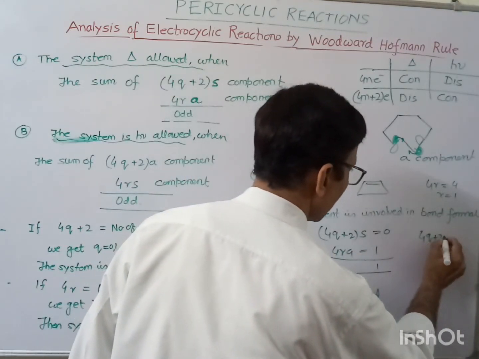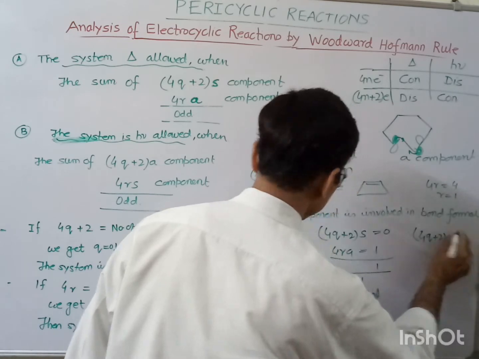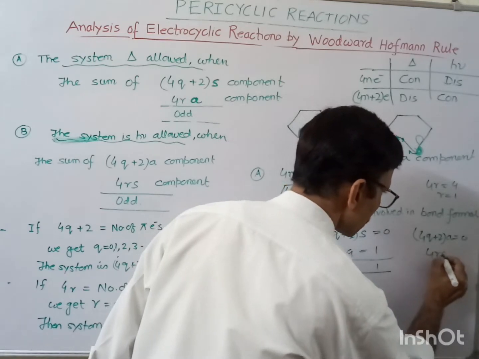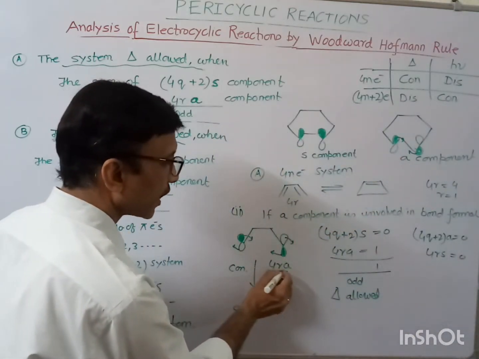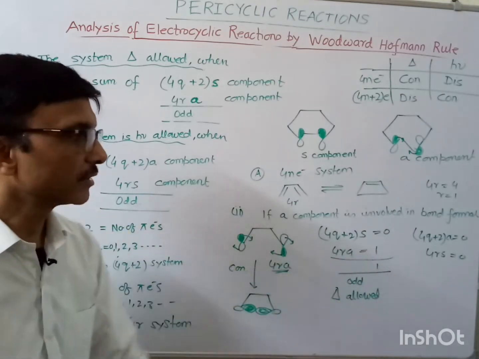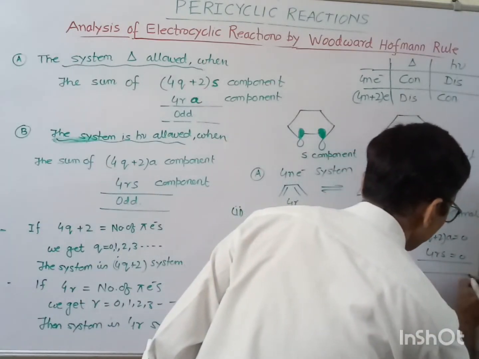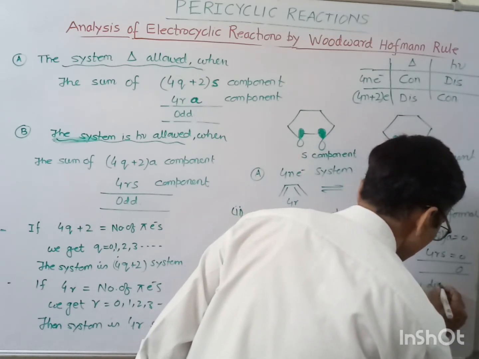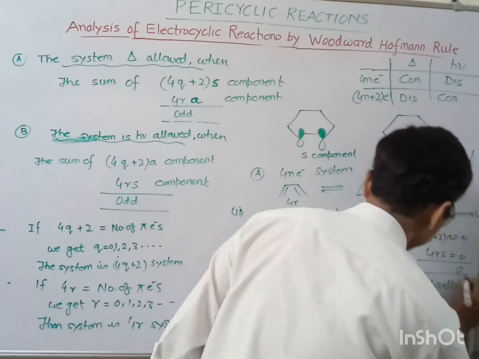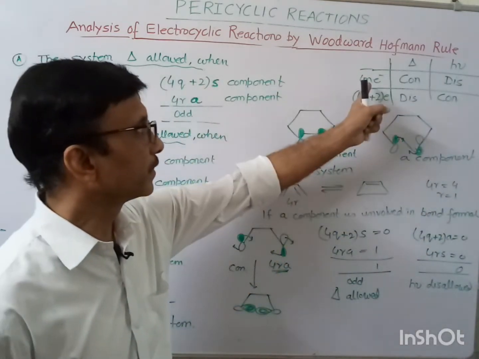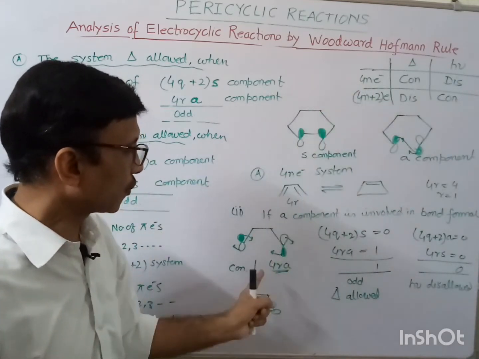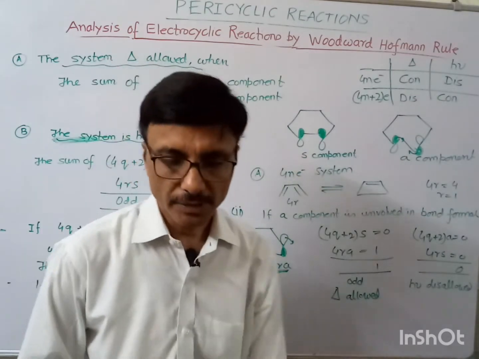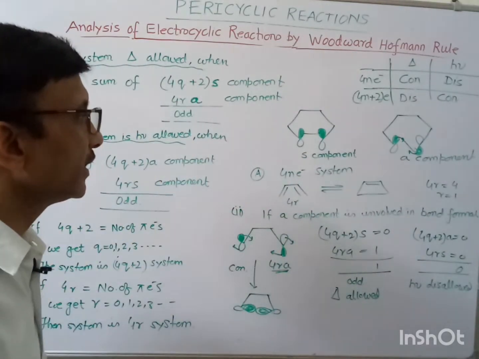In the same way, we should check for this one. 4q plus 2a. This is 0. And also the 4Rs is also 0, because this is the 4Ra component which we have taken over here. So this comes to be overall 0, so it is not odd. That's why it is photochemically disallowed. So we can check the rule for a 4n electron system: conrotation is only possible under the thermal condition.